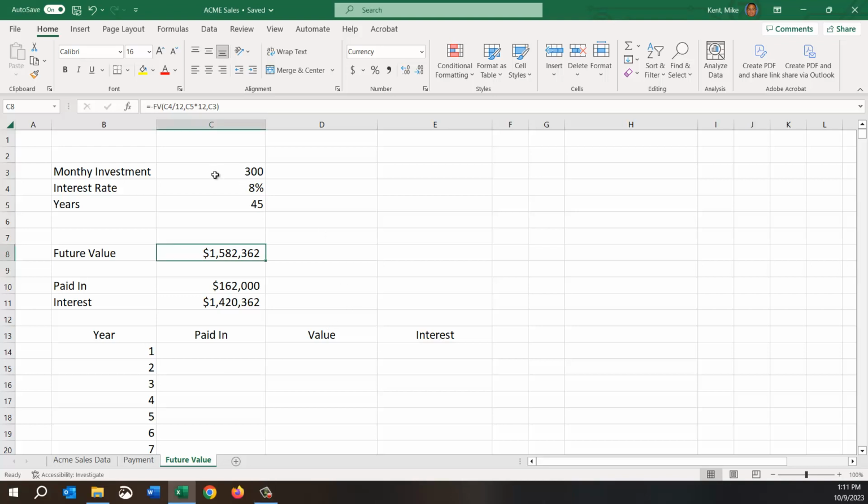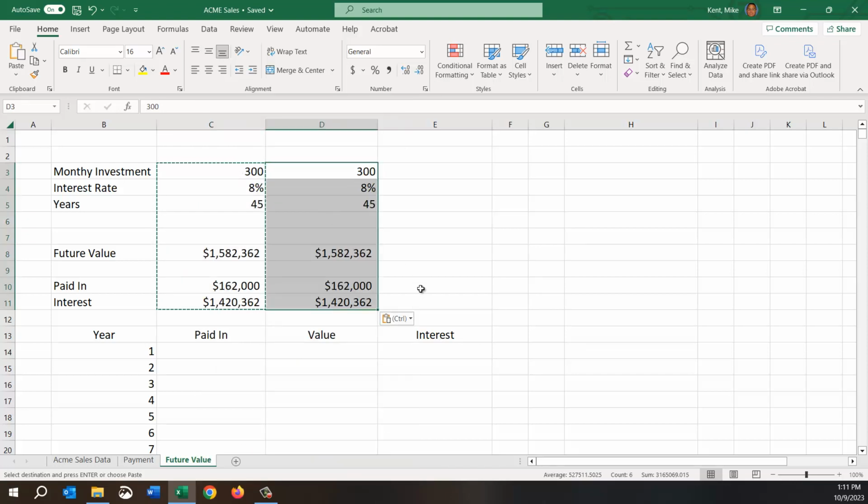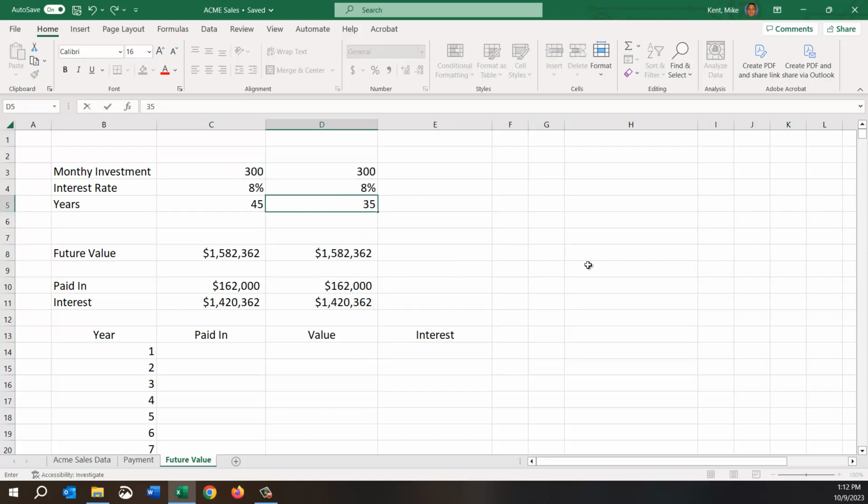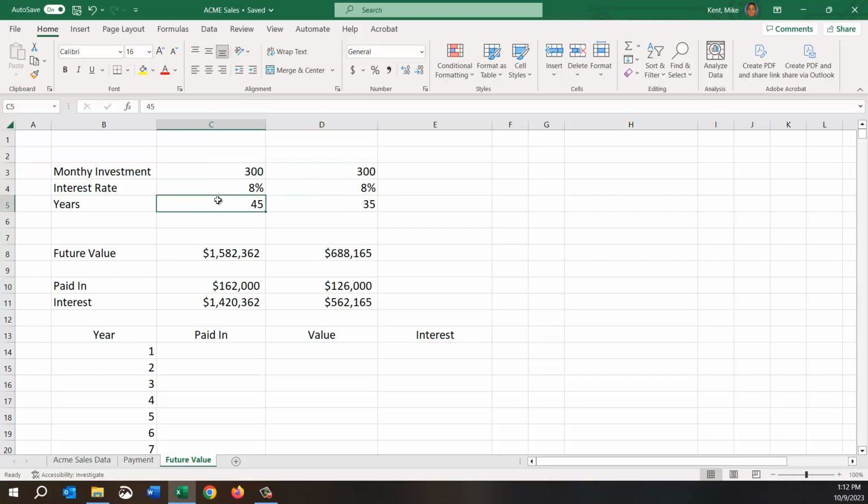Now, we can play what if again here. I'm going to copy this. I'll click here and say paste. What if I only invest my money for 35 years? Okay, instead of starting to save for retirement at 20 years old, I start saving when I am 30 years old. Ooh, that's pretty drastic. So paying $300 a month, 8% interest, but I'm only doing it for 35 years instead of 45 years.